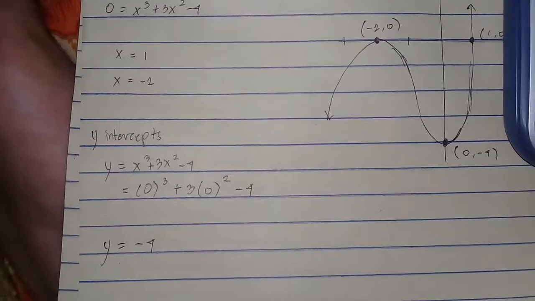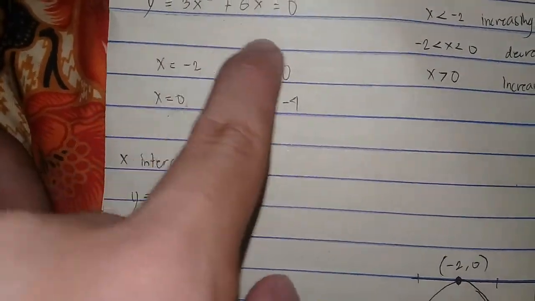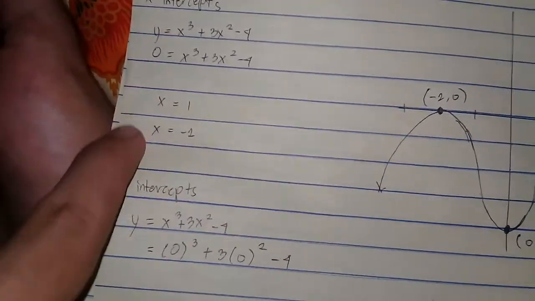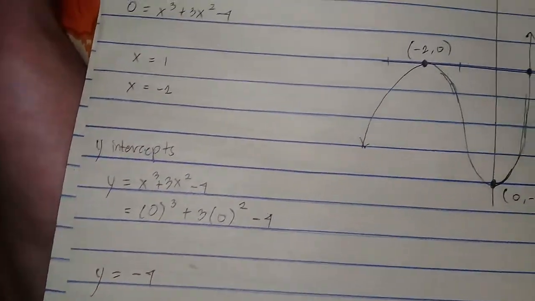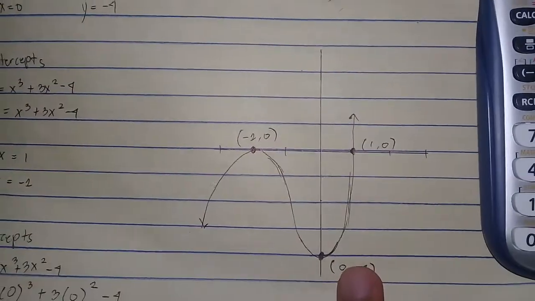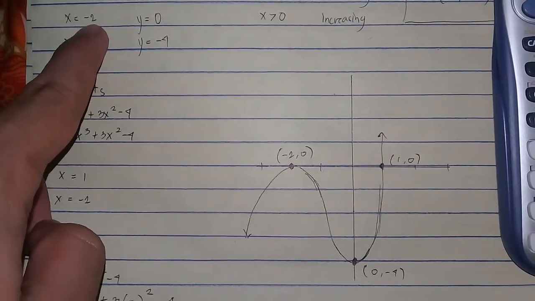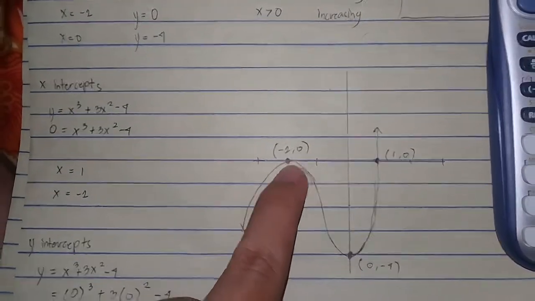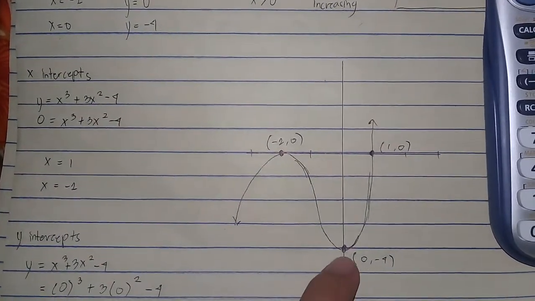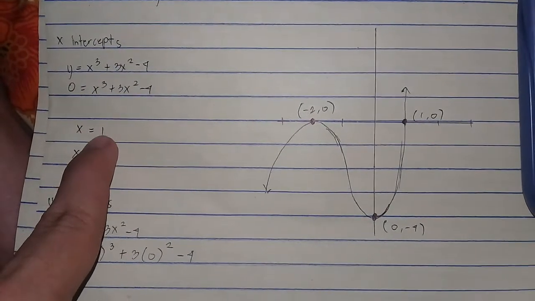After getting all the points, which are the critical points and the intercepts, we're going to plot them in a graph. Our graph should look like this. The critical points are negative 2, 0 and the second critical point is 0, negative 4. Here is negative 2, 0, and here is 0, negative 4, and the x-intercept is 1.